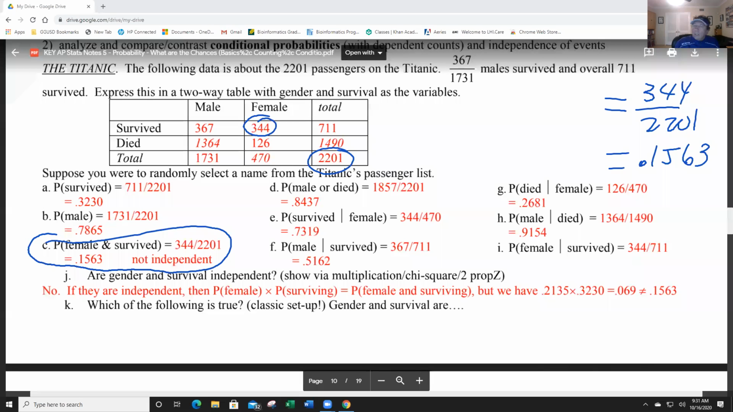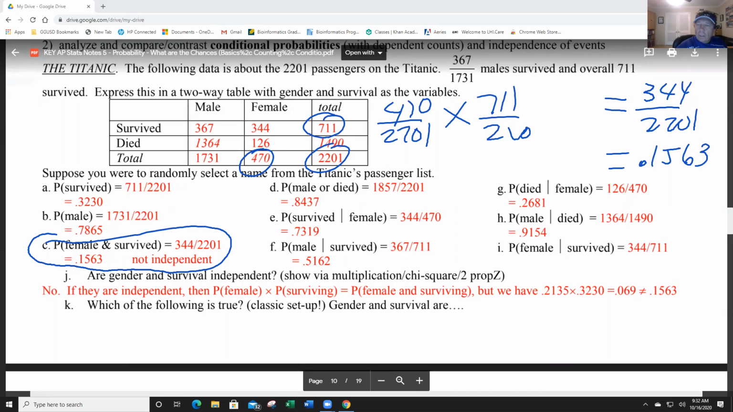Now, let's look at this from the perspective of being a female and surviving, doing the multiplying. What are the chances of being female? 470 over 2201, okay? And surviving. Surviving is 711 over 2201. If you multiply those together, you're going to get 0.069. I have a small explanation right here, by the way.